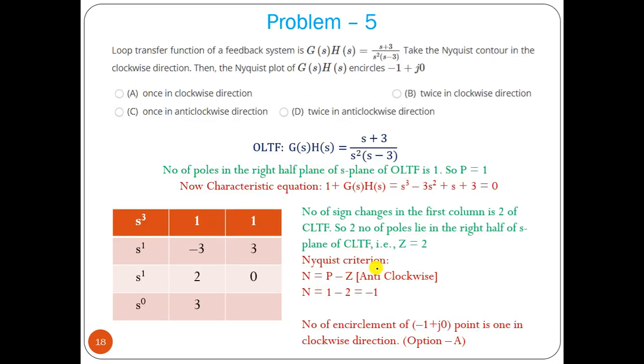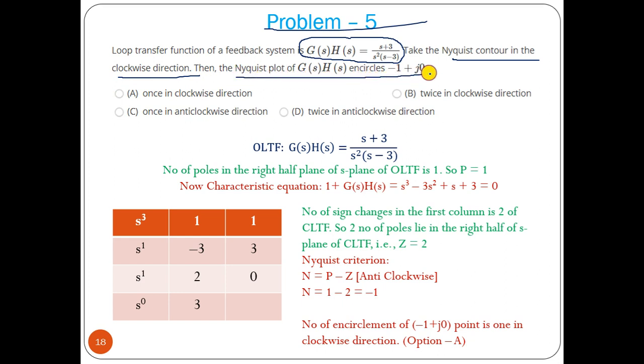Now problem number 5. In that problem, what is given? The loop transfer function, that is, the open loop transfer function of a feedback system, is this one. Take the Nyquist contour in the clockwise direction. Then the Nyquist plot of G(s)H(s) encircles -1 + j0 once in clockwise direction, twice in clockwise, once in anti-clockwise, or twice in anti-clockwise.